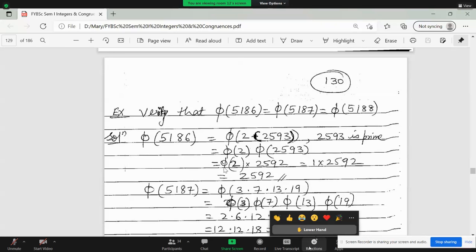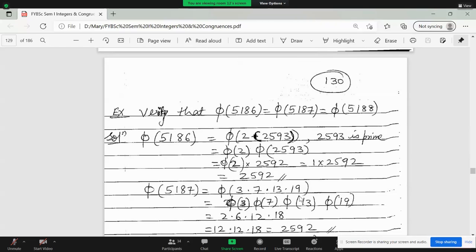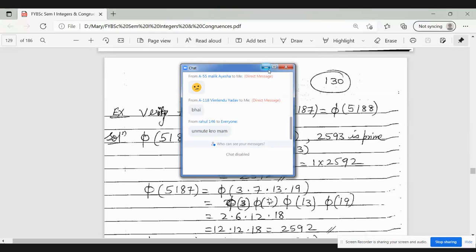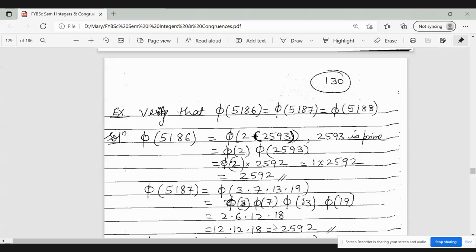Now look at this, 5187. It will be 3 into 7 into 13 into 19. I can split this into a product of primes. Then phi of 3 is 2, phi of 7 is 6 because 7 is prime, phi of 13 is 12, phi of 19 is 18 because 19 is prime. And again here you are getting the value 2592.